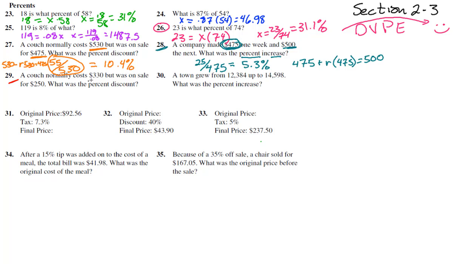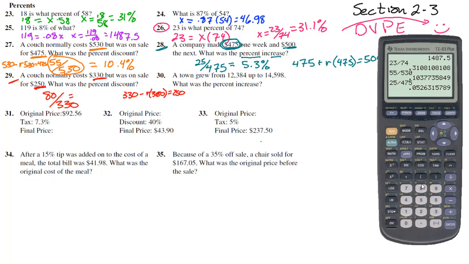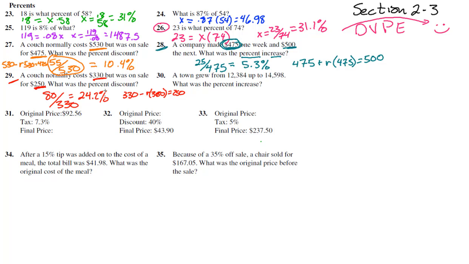All right, number 29. A couch normally costs $330, but was on sale for $250. All right, again, this is a distance of 80. It went down 80 out of the original $330. Or if you wanted to, you could say $330 minus rate times $330 equals the final of $250. And you would get the same thing. 80 over 330 will give you 80 divided by 330 equals 24.2%. Move that decimal 2 places.